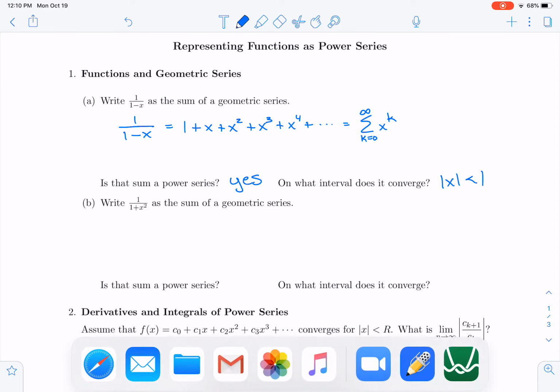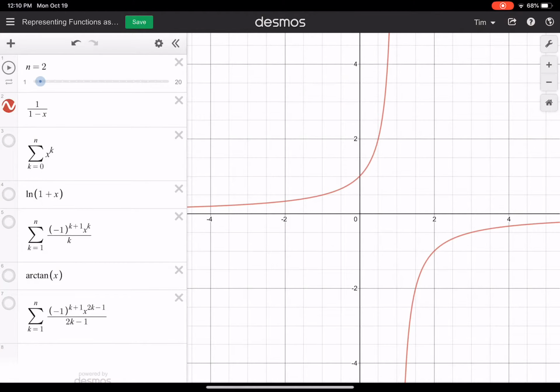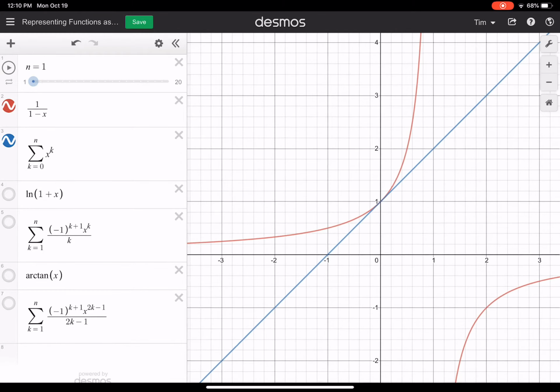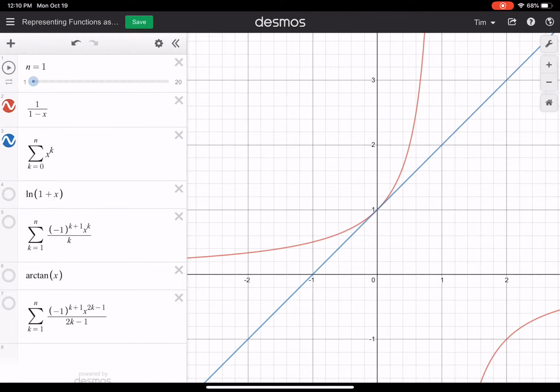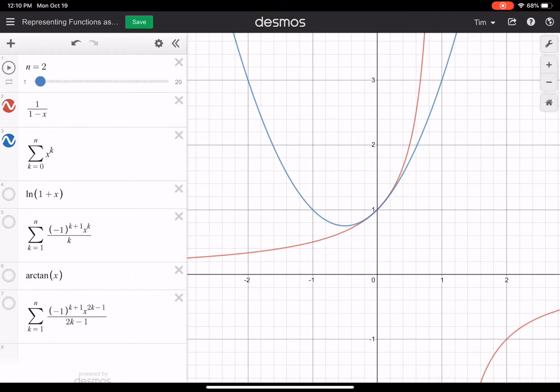I would like you to see that graphically by looking at the graph in Desmos. So the red curve that you see is 1 over 1 minus x. And now I'm going to put in the series, and this will be the first two terms of the series, 1 plus x. And you can see that the blue line, 1 plus x, is in fact the tangent line to 1 over 1 minus x at x equals 0. And then I can add a new term, x squared, so that my series is 1 plus x plus x squared. And that looks like a little bit better approximation of 1 over 1 minus x.